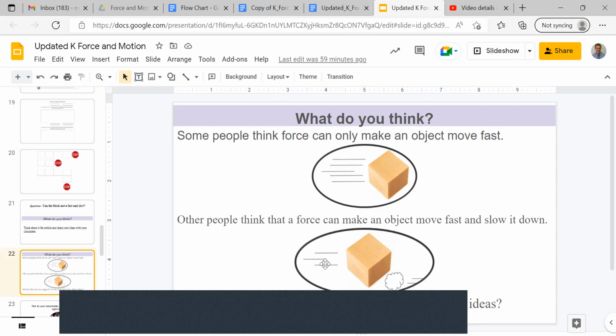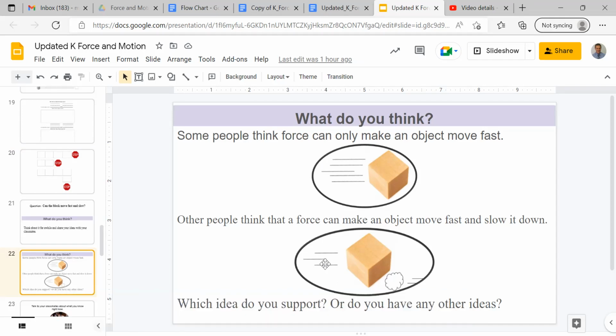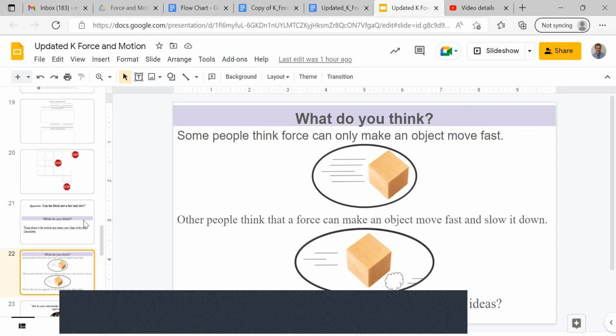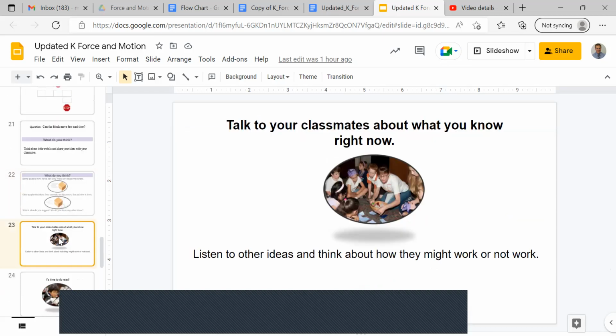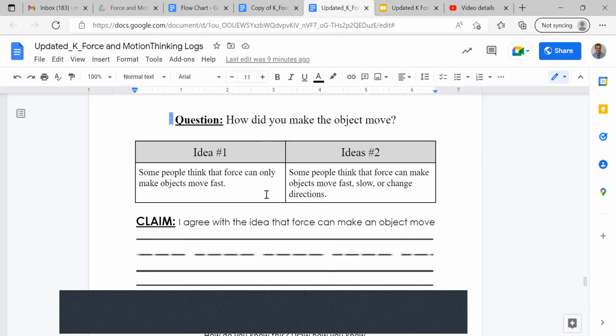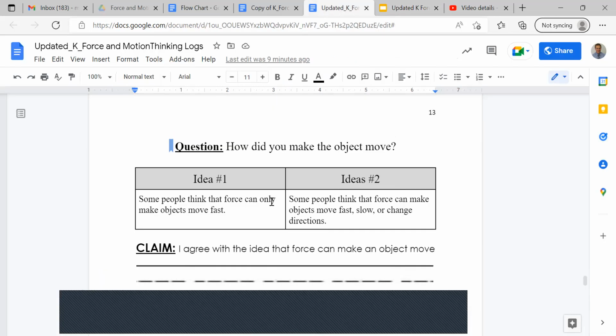And a common misconception that they kind of fight with in later years is the idea that they think it just runs out of force instead of a force actually stopping it. So these are kind of laying the breadcrumbs for that in the future. So you'll basically just let them argue about it, talk about it, and then you can do this one.